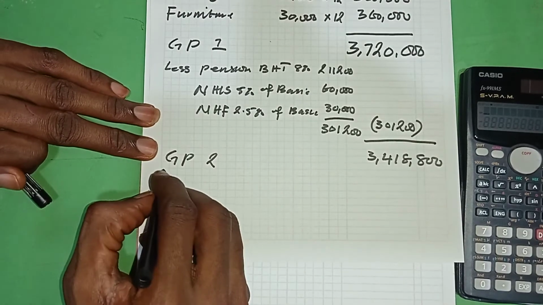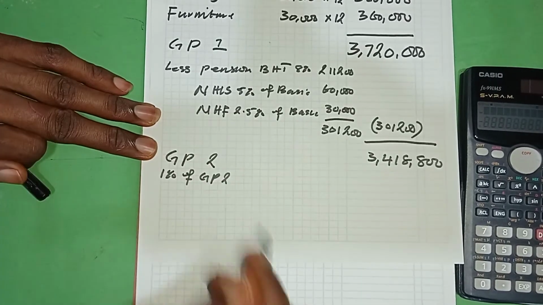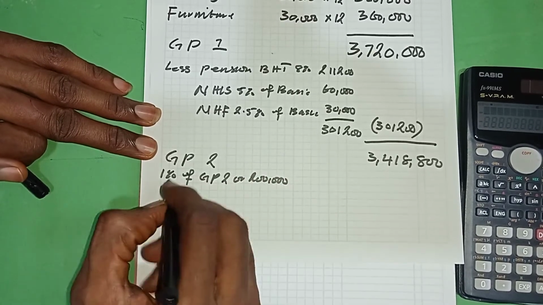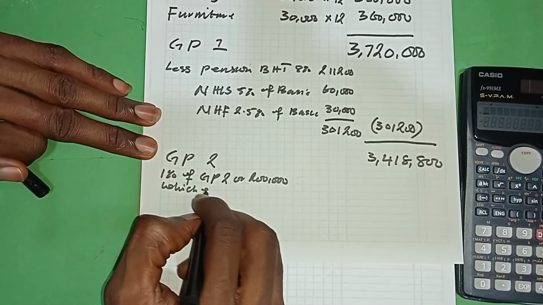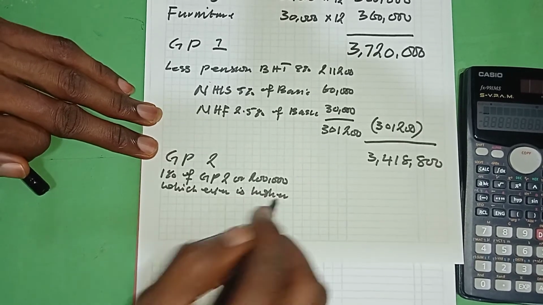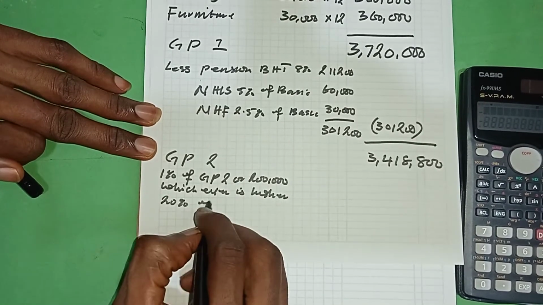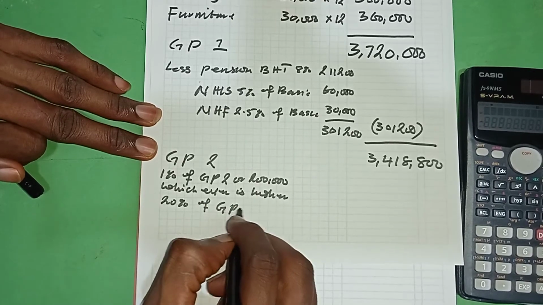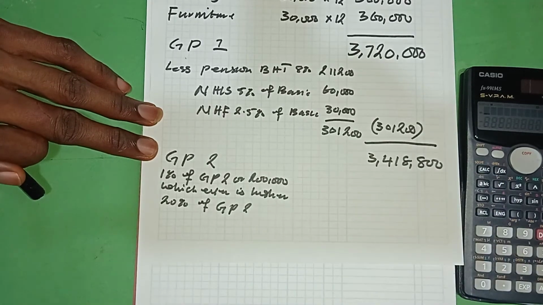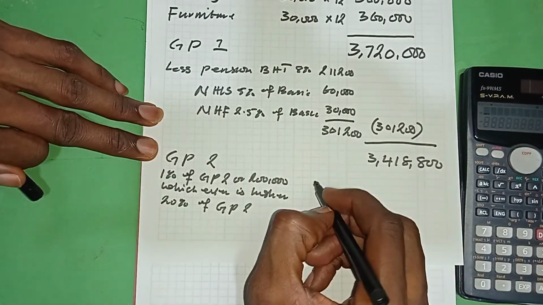Let's do it. 1% of gross pay 2, not 1, 2, or 200,000, whichever is higher. You choose the higher one. Then plus 20% of your gross pay 2. Now here, 1% of this is going to give you 30-something thousand. Use your calculator and confirm, but I know that 200 is higher. You put your 200.